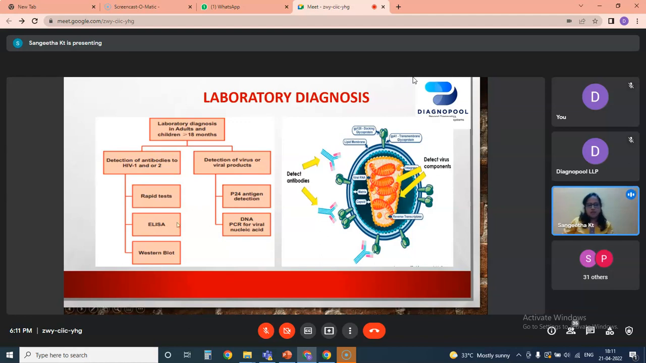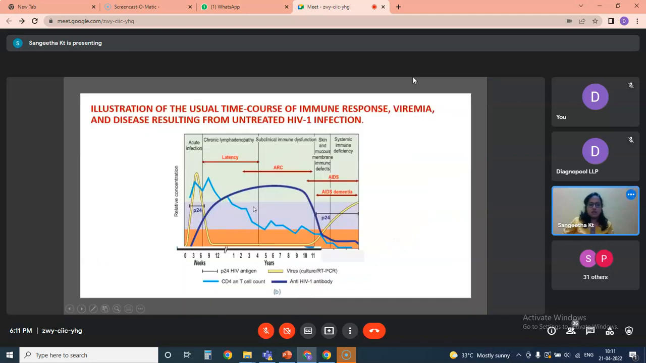We have rapid tests, ELISA-based tests and Western blot, which detect antibodies to various antigens. It can be either to the P24 antigen or to the envelope antigens that we can detect antibodies. Next is the detection of the virus by mainly RNA methods or DNA methods, and we have PCR methods. And detection of the viral products, that is P24 antigen detection. Each one I will elaborate in the future slides.